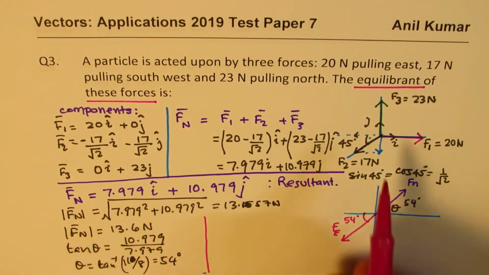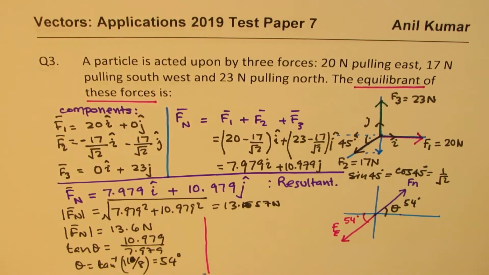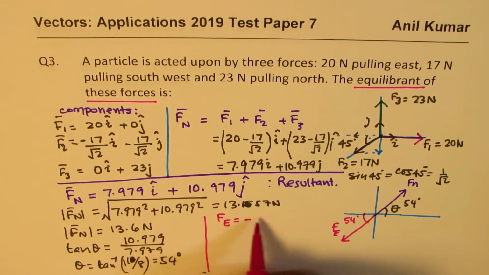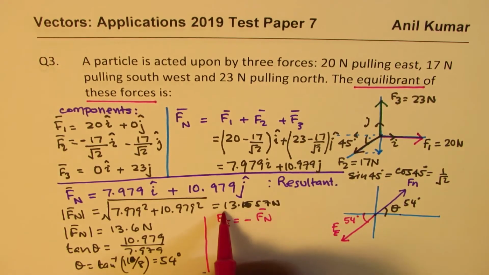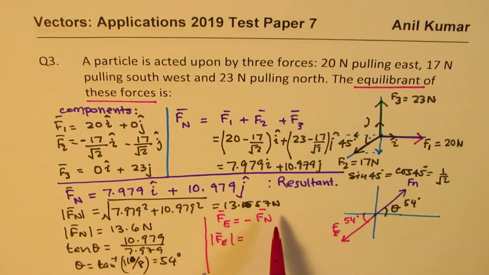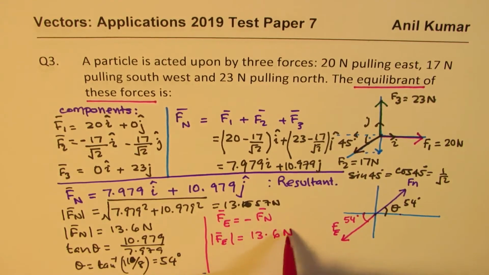Now tell me, what should be the equilibrant force? As far as the vector value is concerned, it will be negative of F of n, right? So let me write it down. Equilibrant force will be negative of F of n. That is clear. The magnitude of this equilibrant force, however, because magnitude is always a positive quantity, will be 13 point, we'll round this to 6 newtons, right?